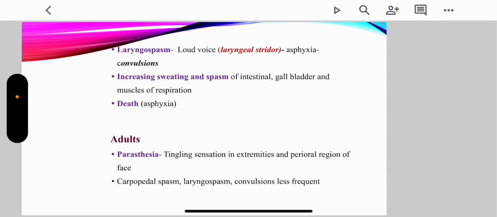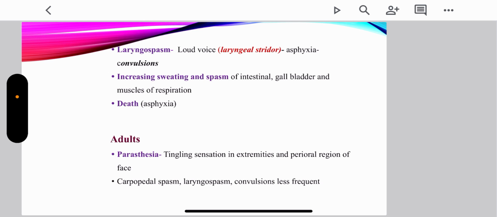We can observe laryngospasm. Spasm of the laryngeal muscles produces a loud voice known as laryngeal stridor. That may also result in asphyxia, and as a result of asphyxia, convulsions can also occur. We can observe excessive sweating, and spasm of the intestine, gallbladder, and muscles of respiration as a result of autonomic excitability. Death can also occur because of asphyxia.